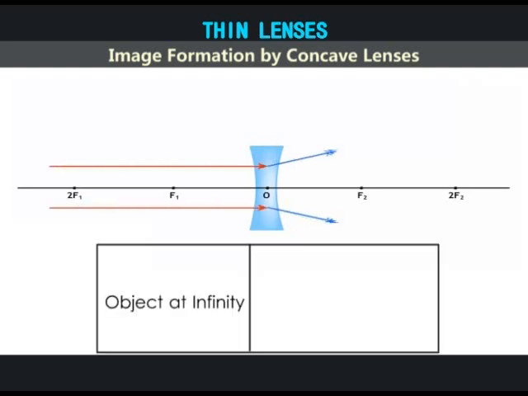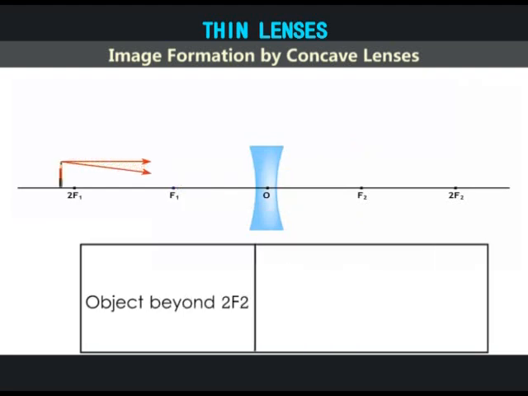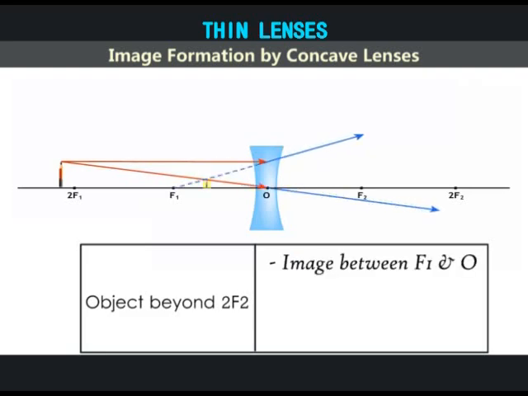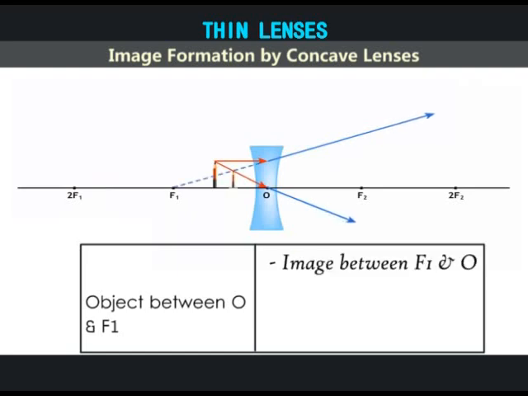When an object is placed at infinity, the image is formed at f1. It is virtual, erect, and highly diminished. When the object is placed beyond 2f1, the image is formed between f1 and O. It is virtual, erect, and diminished. When the object is placed between O and f1, the image is formed between f1 and O. It is virtual, erect, and diminished.